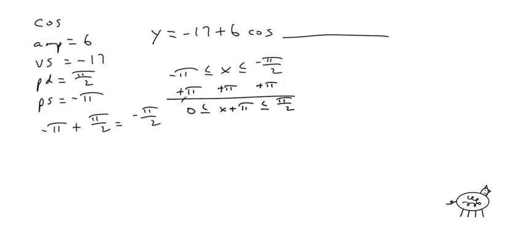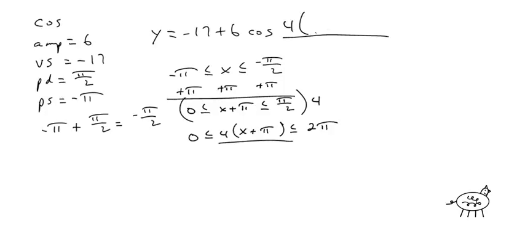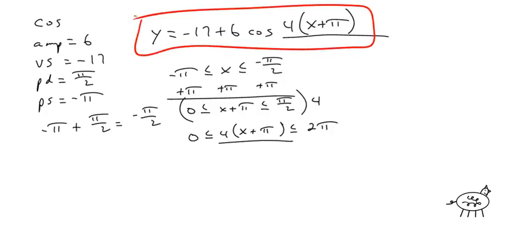Okay, our next goal is to get that pi over 2 to be 2 pi. So I'm going to multiply it by 4, right? That gives me 2 pi. Okay, so I get 0 less than or equal to 4 parentheses x plus pi less than or equal to 2 pi. That's our goal. And so that's our blank. So it's 4 parentheses x plus pi. Okay, and then that's our answer. Not too bad, right? Okay, let's try one more here.